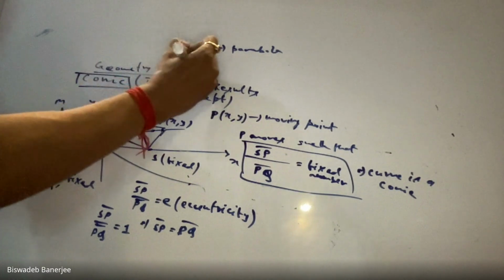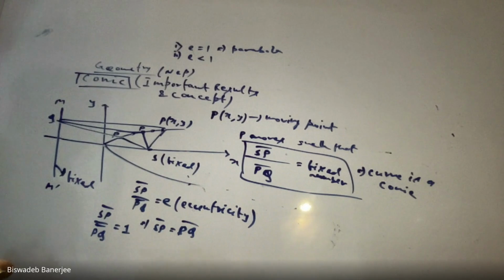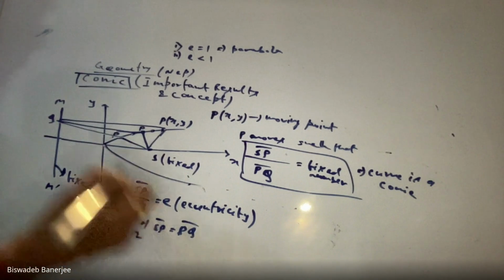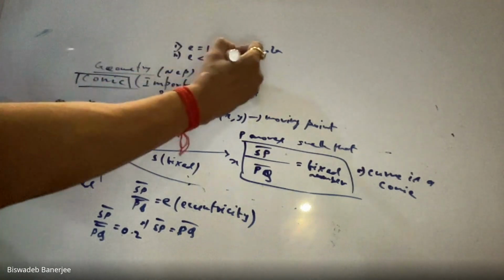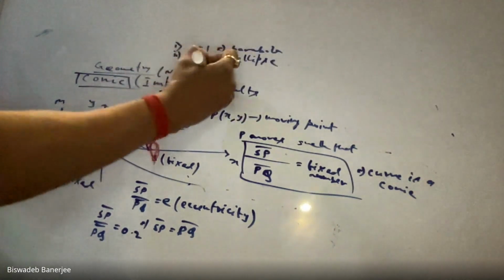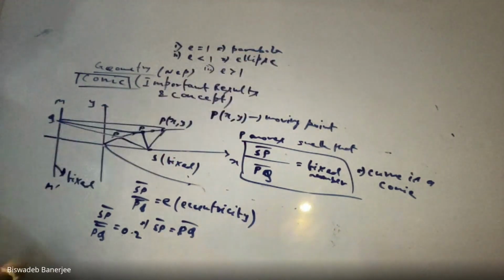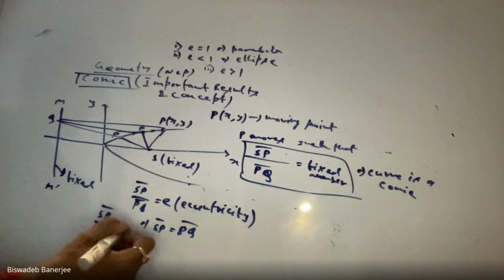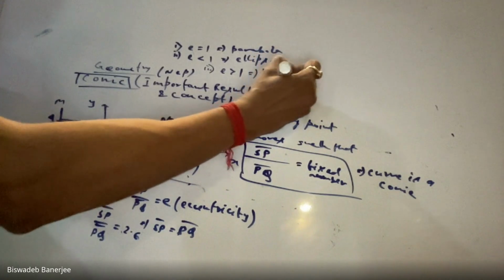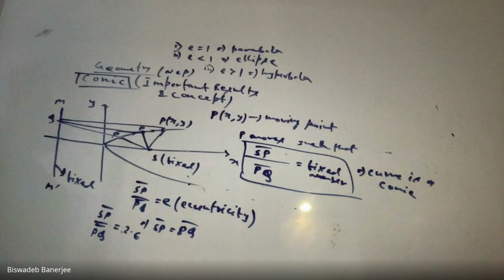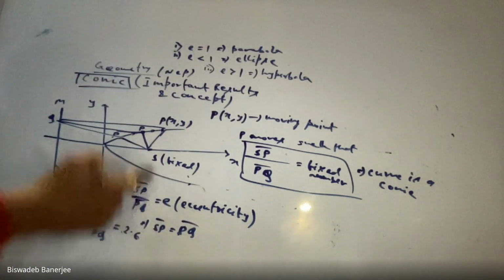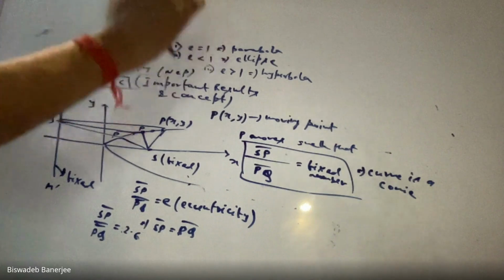Number 2, it is also important. If E is less than 1, that means this ratio is less than 1, say 0.2, then this conic is said to be an ellipse. And number 3, if my E is more than 1, say my value of E becomes 2.6, then this curve is said to be a hyperbola. So these are important concepts. These are the different types of conic, because they satisfy this condition: parabola, ellipse, hyperbola.